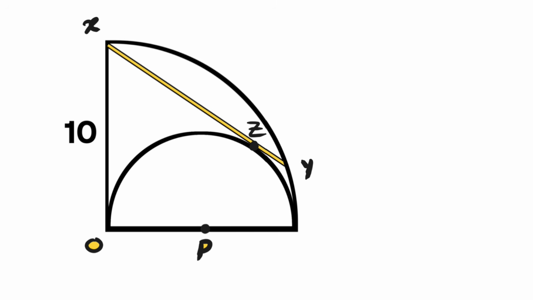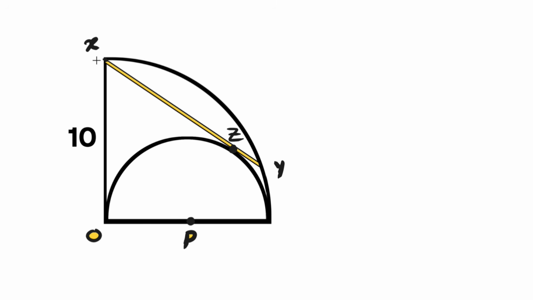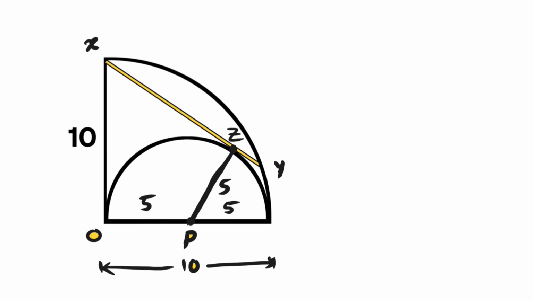So, since the radius of the quarter circle is 10 units, the diameter of the smaller semicircle is also 10 units. That immediately tells us that the radius of the smaller semicircle is half of 10, which is 5 units. In particular, both PO and PZ are radii of the smaller semicircle, so PO equals PZ equals 5 units.